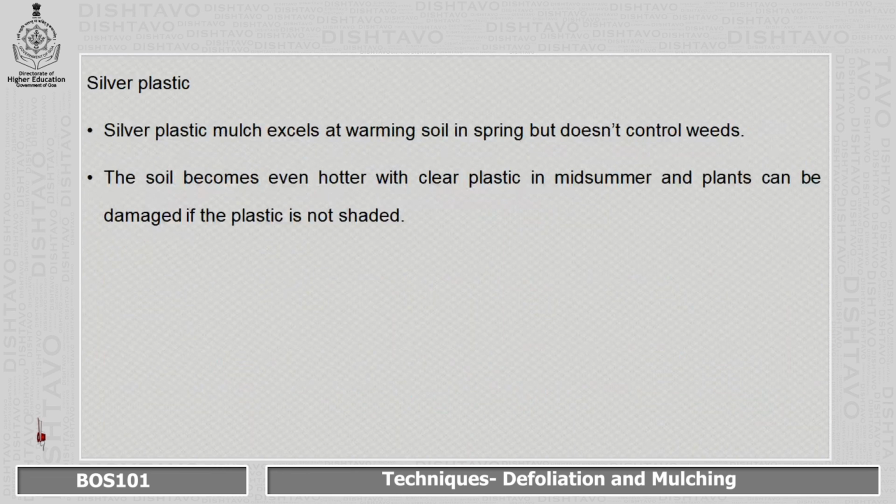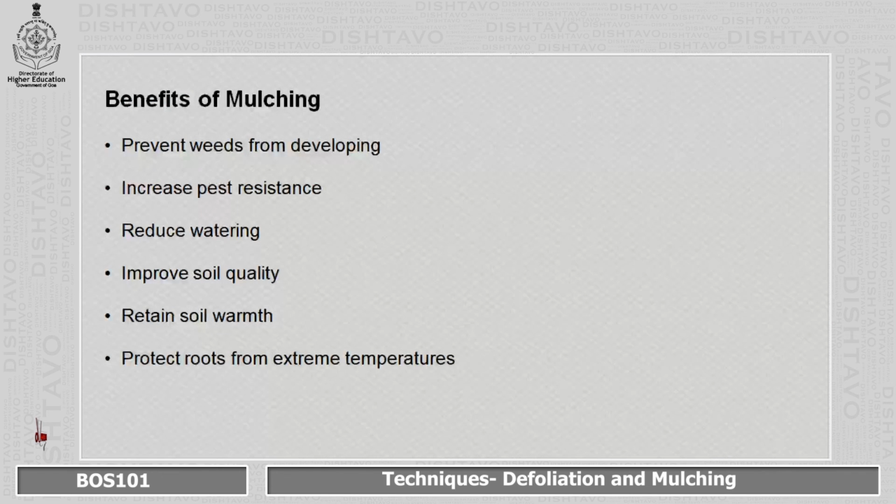Silver plastic mulch excels at warming soil in spring, but it does not control weeds. The soil becomes even hotter with clear plastic in midsummer and plants can be damaged if the plastic is not shaded. Coming on to benefits of mulching, it prevents weeds from developing, it increases pest resistance, it reduces watering, also improves the soil quality, retains the soil warm and protects the roots from extreme temperature.